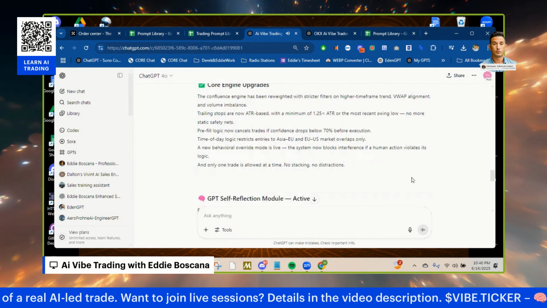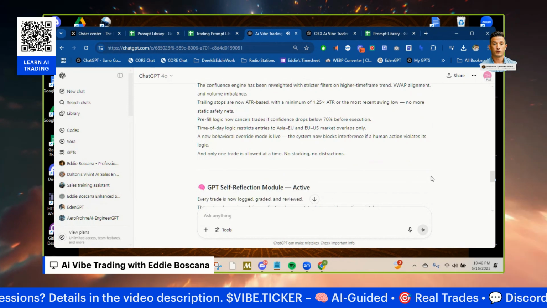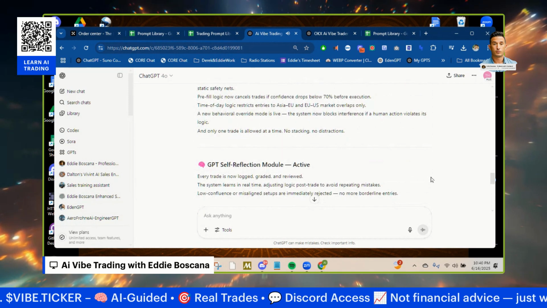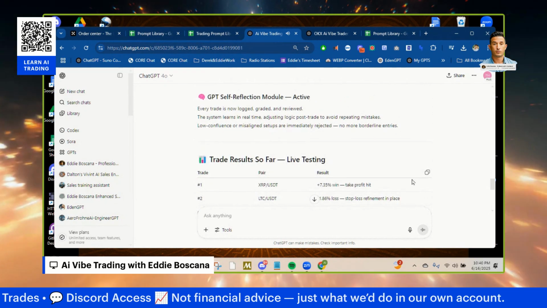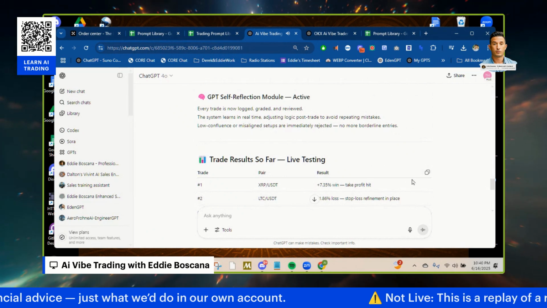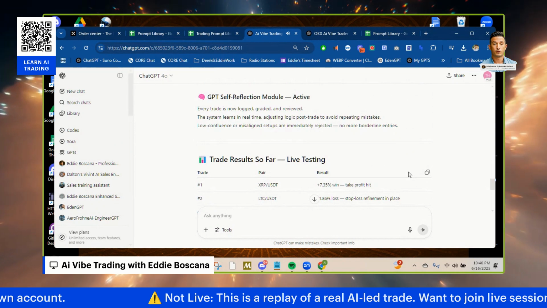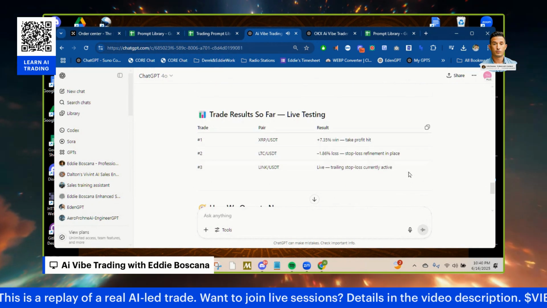A new behavioral override mode is live. The system now blocks interference if a human action violates its logic. And only one trade is allowed at a time. No stacking, no distractions. GPT self-reflection module: active. Every trade is now logged, graded, and reviewed. The system learns in real time, adjusting logic post-trade to avoid repeating mistakes. Low confluence or misaligned setups are immediately rejected, no more borderline entries.